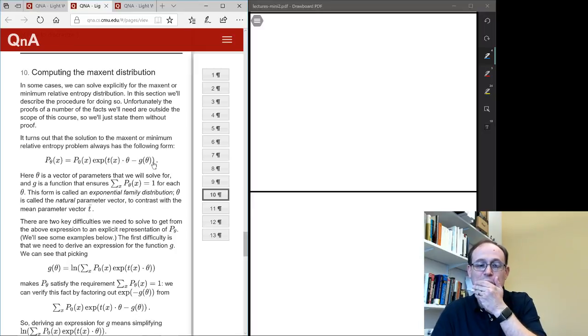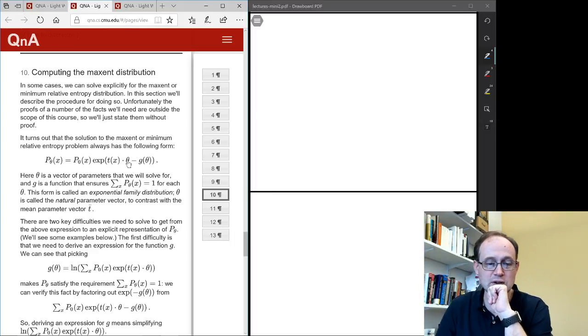So this form comes up quite a lot, both because maximum entropy is useful and because it's what's called an exponential family distribution, and many of the common families of distributions that you'll see are exponential families. For example, normal, binomial, Poisson, all of these things are exponential families. And so this parameter vector theta is called the natural parameter, and that's to contrast it with the mean parameter, which is just the moments, the vector of expected feature values.